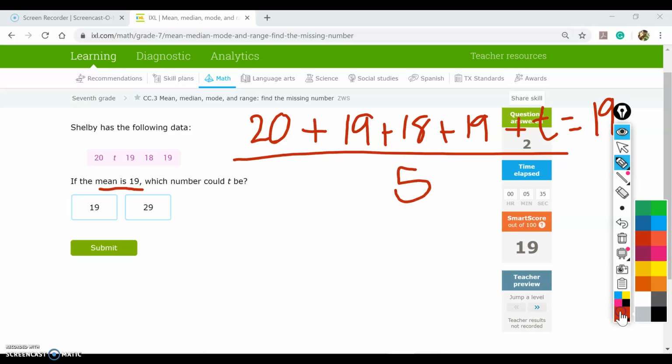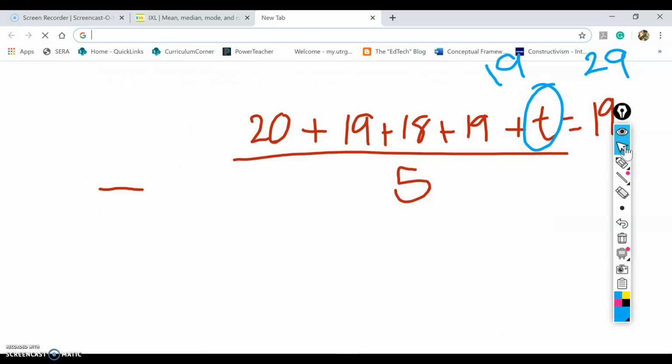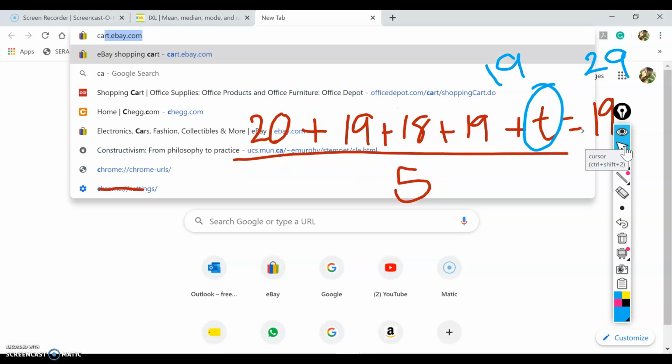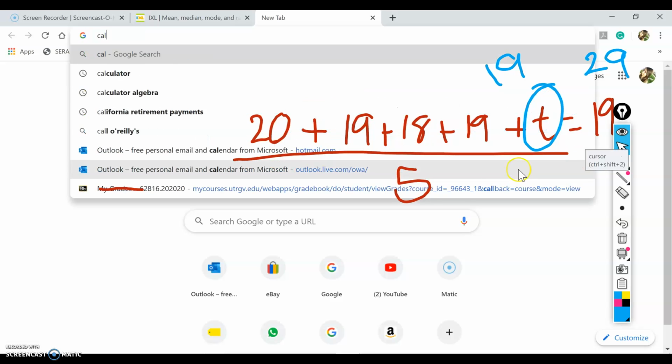So the question is, what number can I put here so that when I add all of them and divide by 5, I get 19? There is no other way I can do it, so I'm going to use a calculator, and I'm going to replace that t with 19 the first time and then with 21 the second time. So let me use a calculator for that. So I'm just going to go here and use the calculator.